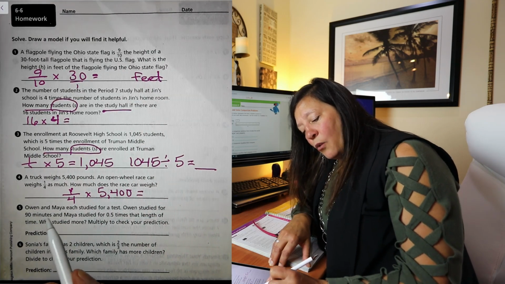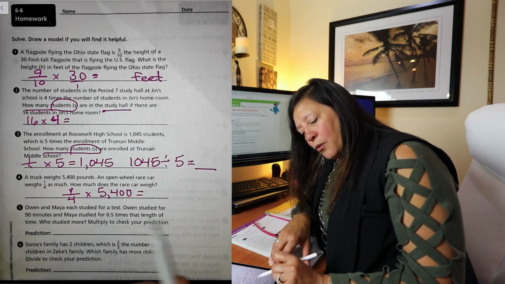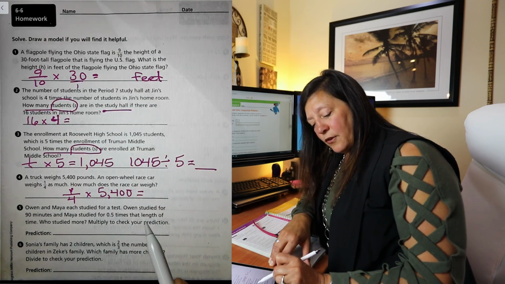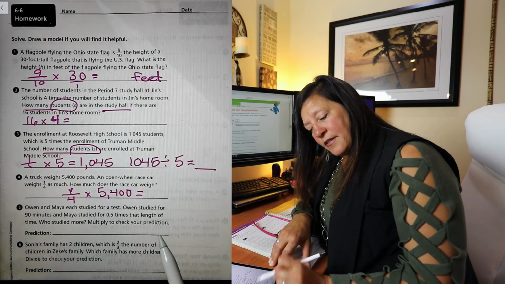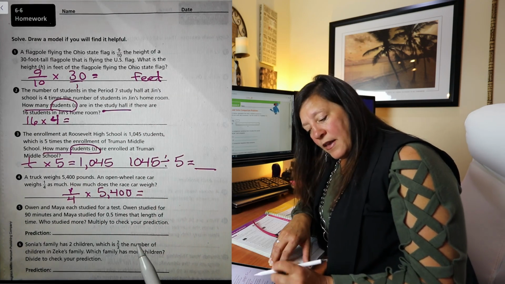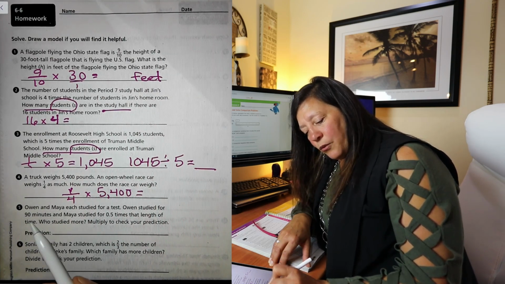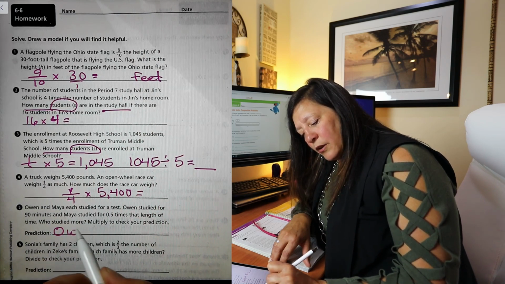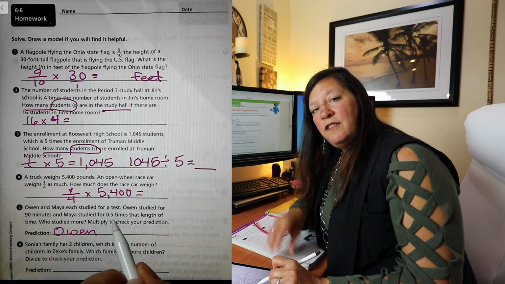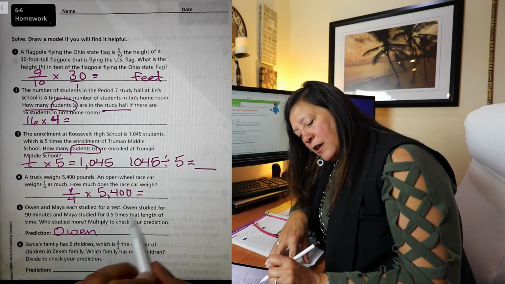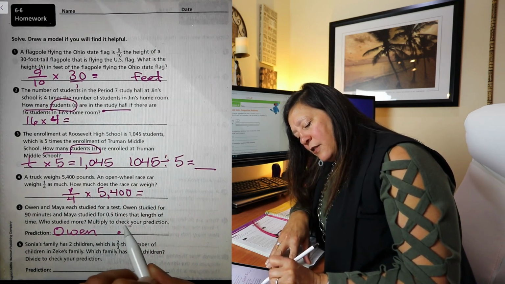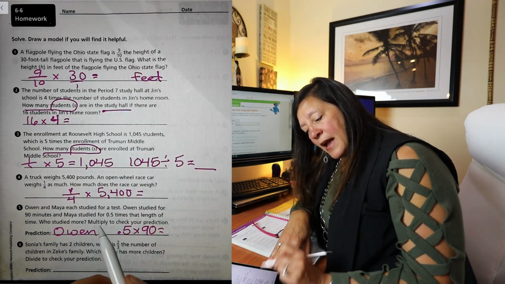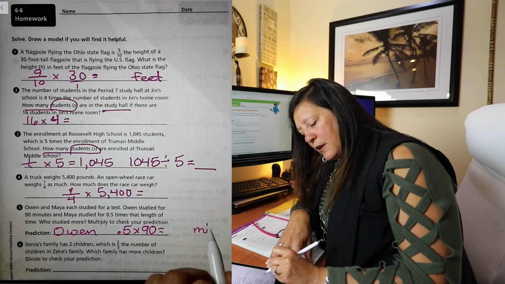Number 5, Owen and Maya each studied for a test. Owen studied for 90 minutes, Maya studied for 0.5 times, or 5/10 times that length of time. Who studied more? Well, we're taking a decimal times a whole number. So hopefully you recognize that Owen would have studied more because Maya is a portion of how much Owen studied. And then you're going to take the 0.5 times 90 to find out how much time Maya spent. And our label is minutes.